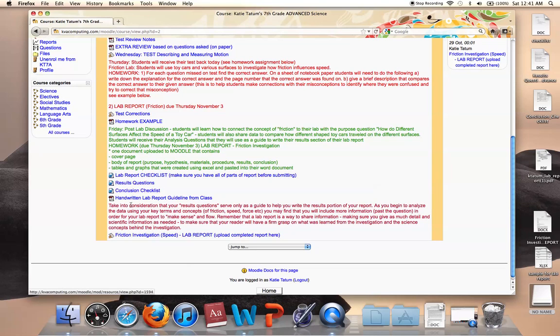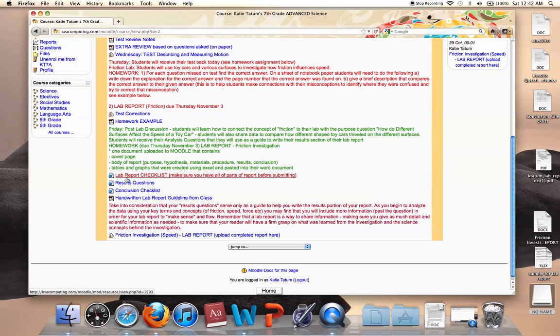So I just want to show you what each of these things are and just briefly explain it, and then hopefully as you begin writing your lab report you'll see how all of these things tie in together to help you make your lab report.